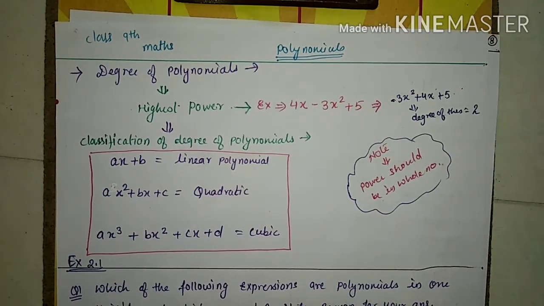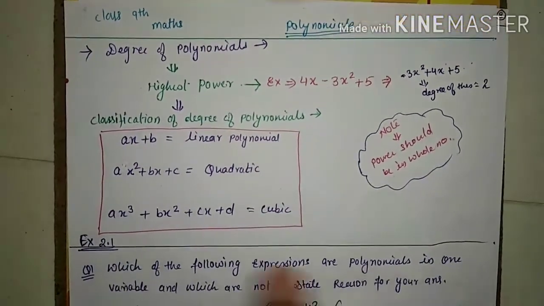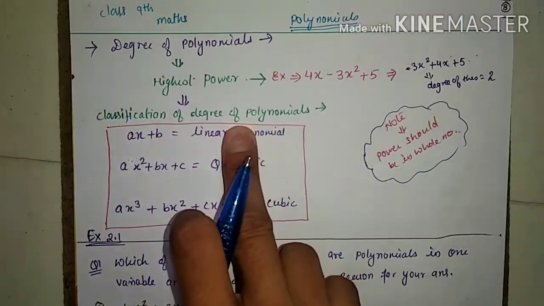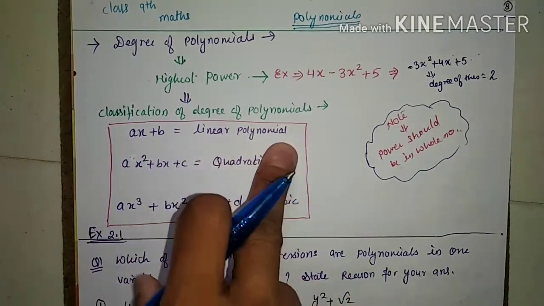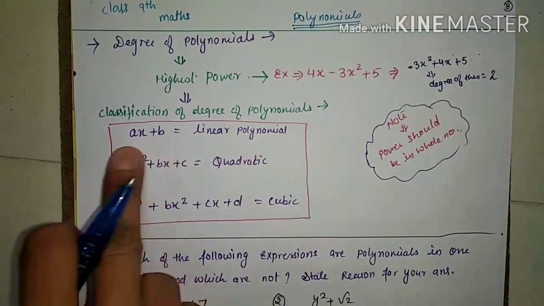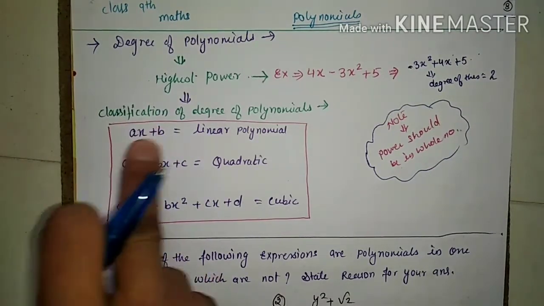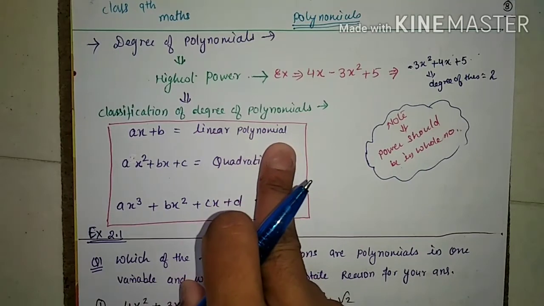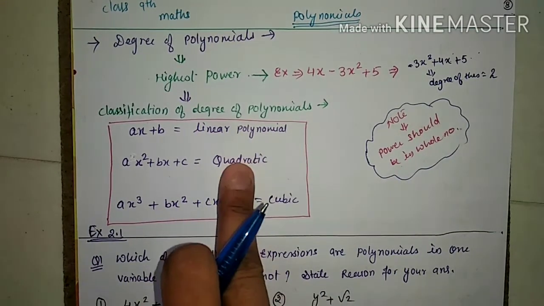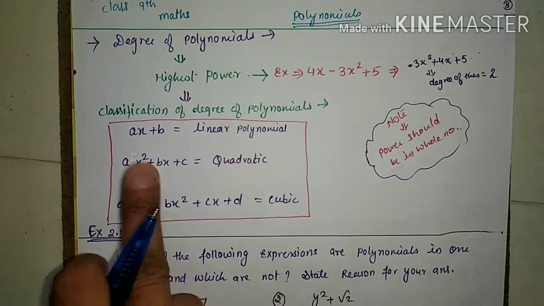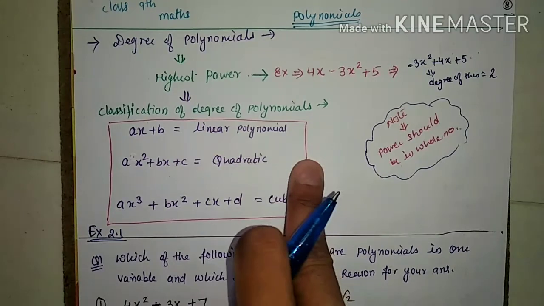Now, degree of a polynomial also has some classification. Just see here. How can I consider this a linear polynomial? Where the power is 1, then it is called a linear polynomial. Quadratic polynomial. Why is it a quadratic polynomial? The highest power is 2. Highest power is what? 2. So this is called a quadratic polynomial.